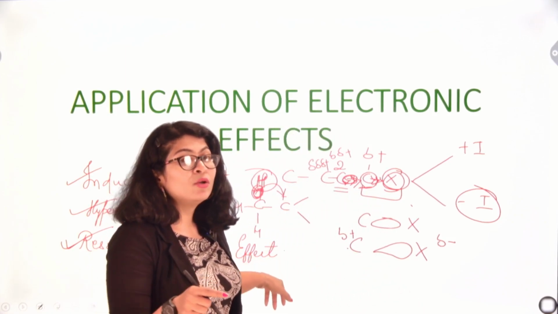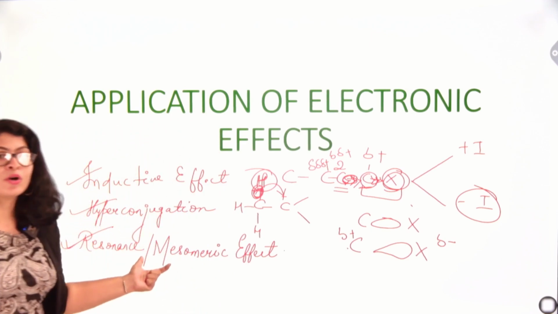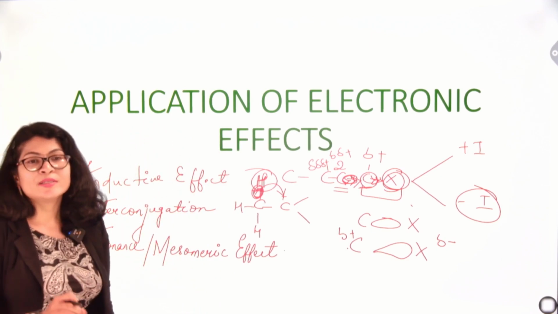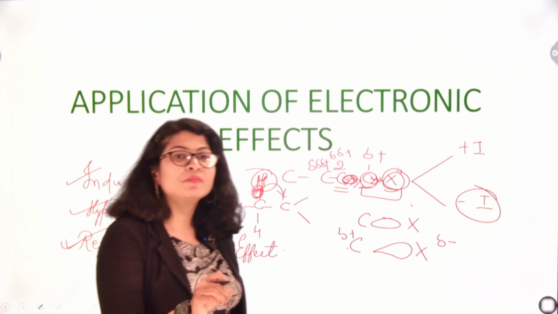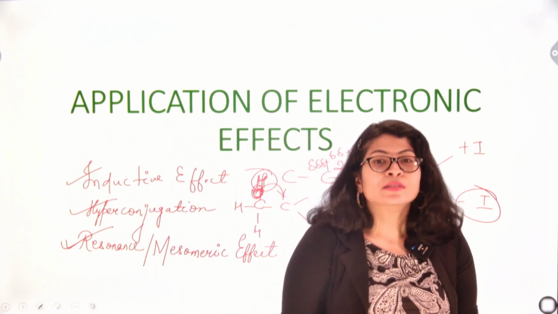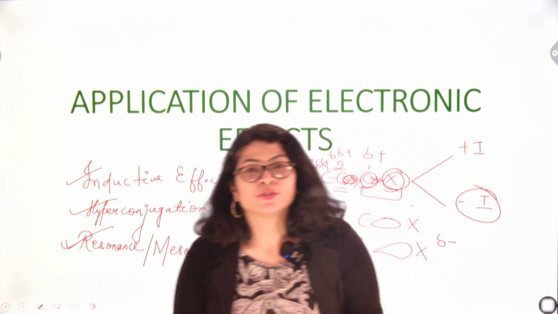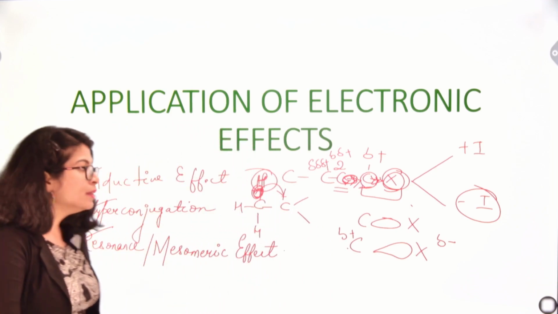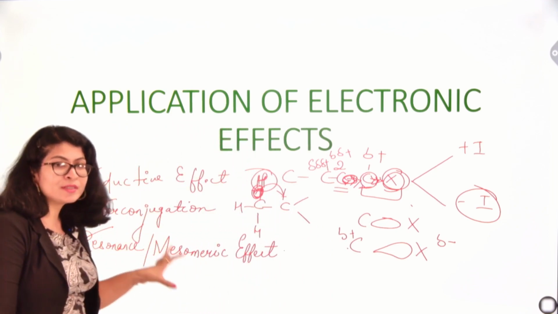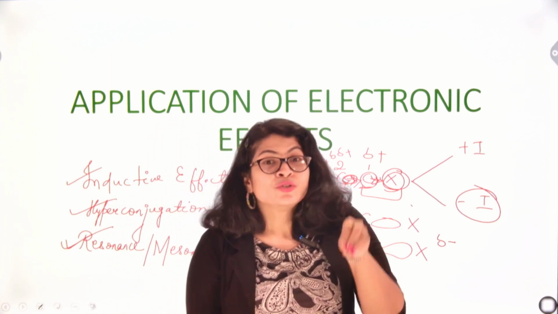Resonance was delocalization of pi electrons. Now for resonance to occur, the primary condition was presence of conjugation. Conjugation means alternate single bond and electron source. That electron source can be pi bond, lone pair, or negative charge. Got it?